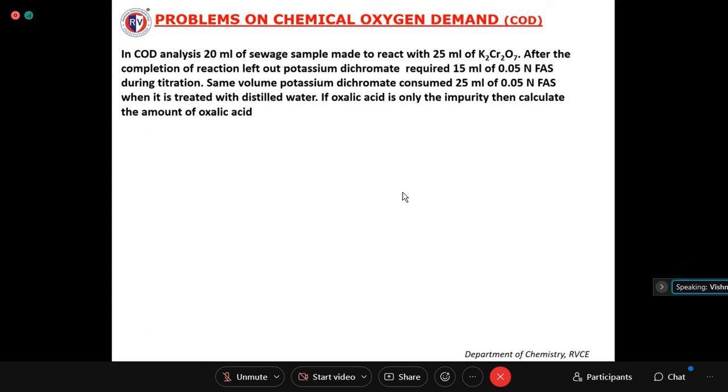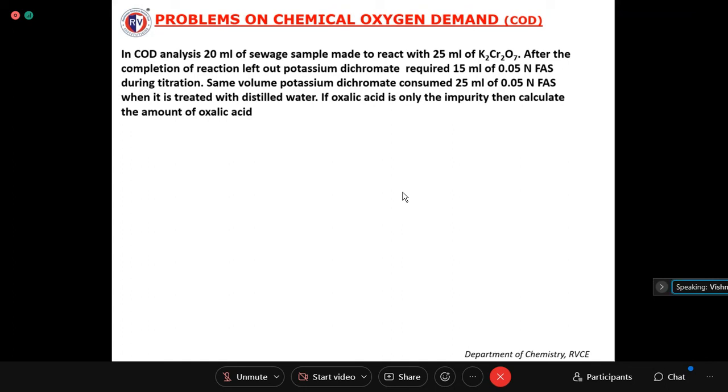What we are telling here is very similar to a COD problem, but we are telling that the only impurity is oxalic acid. It is some industrial wastewater, and only oxalic acid is the impurity present in that wastewater. Nothing else is there. Then calculate the amount of oxalic acid in 1 dm cube. Okay, please try to solve that. It is very simple. You can do it in 1 minute.